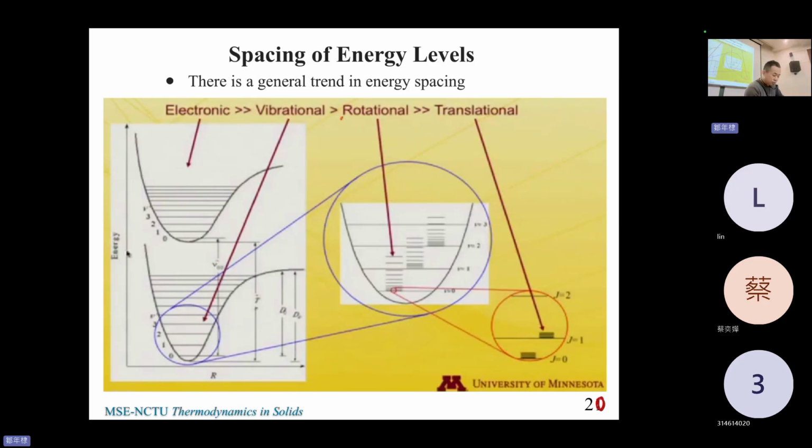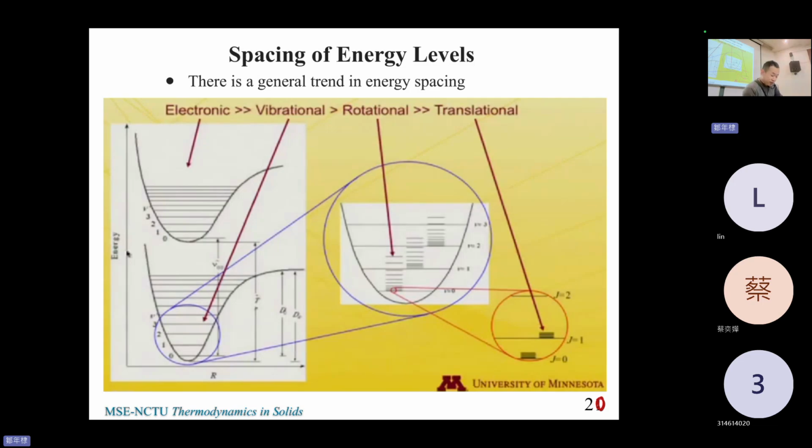And then for rotation, you need more energy to rotate. So you can see that the gap is relatively bigger than the translational one, right? Wow, so packed. And if you need to rotate, you need to give more energy to jump to the next level of rotation. So you can see the scale difference between the rotational gap and the translational gap.